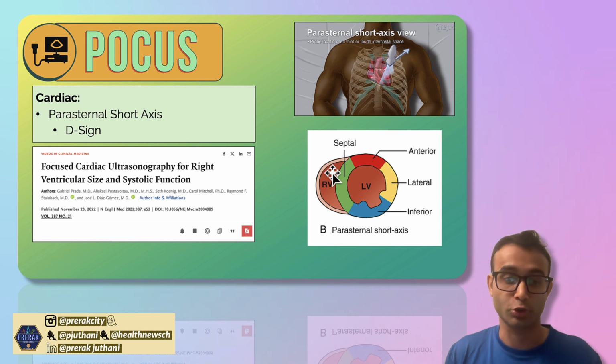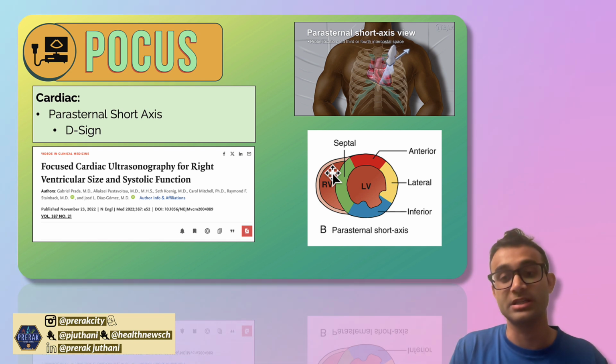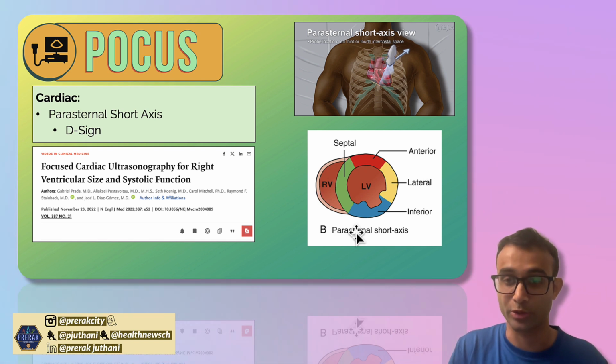In this parasternal short axis view, you should be able to see this. This is a normal parasternal short axis view.